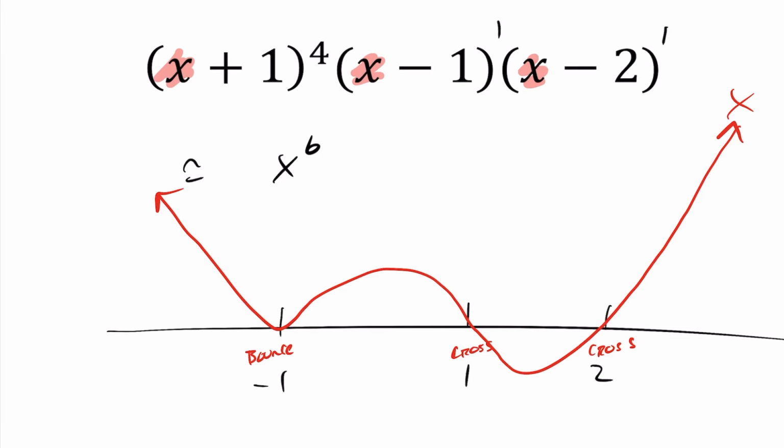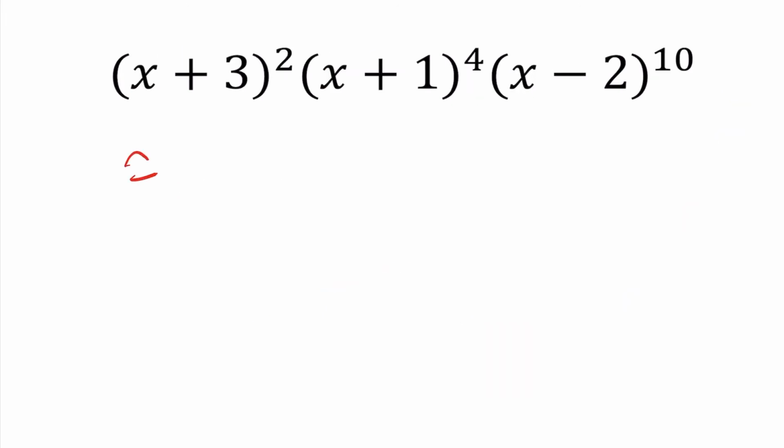Let's take a look at another example. In our next example here, we want to find the leading coefficient. Again, the leading coefficient is going to be positive, and it's going to be x to the power of 2 plus 4 plus 10. So we're getting x to the power of 16.